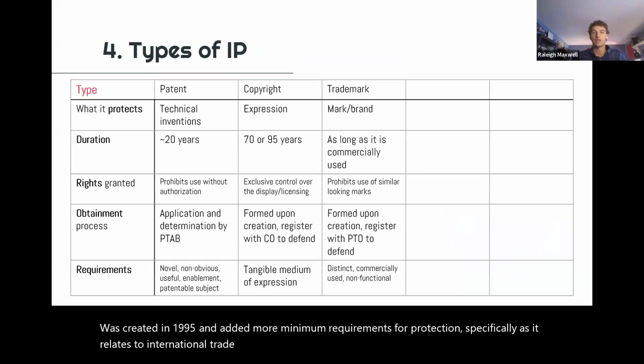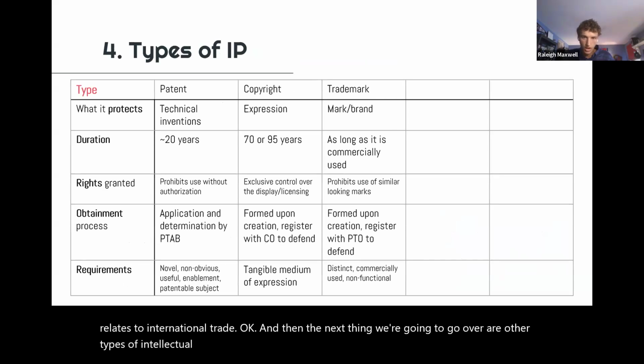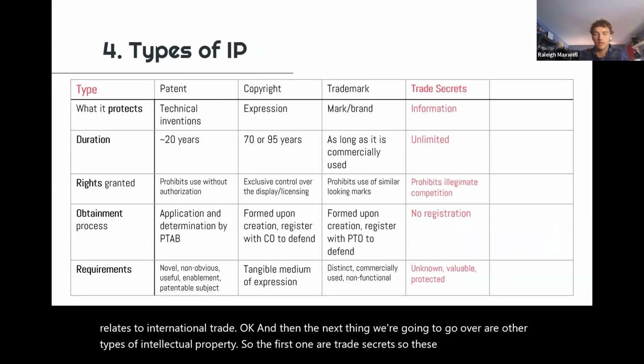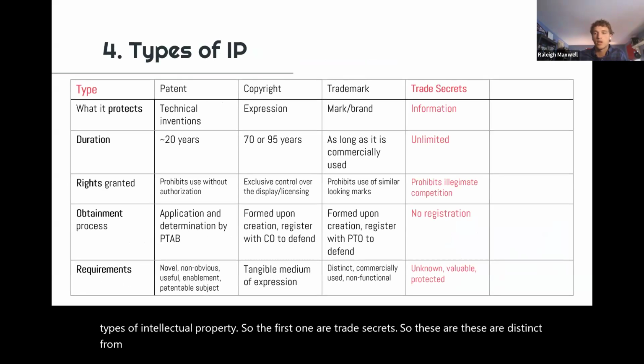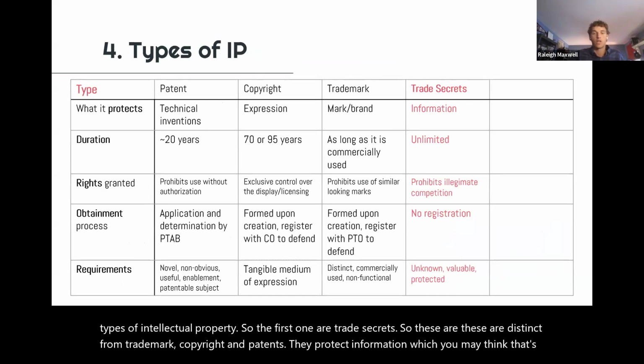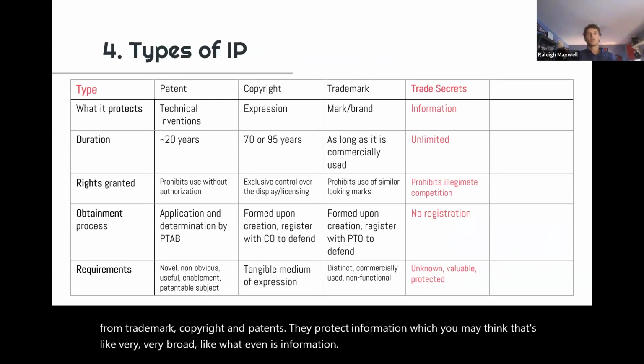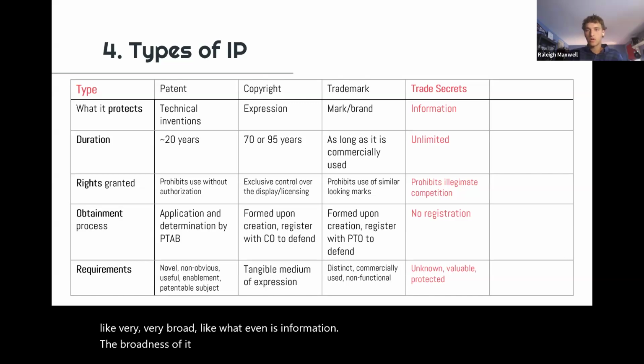Okay, and then the next thing we're going to go over are other types of intellectual property. The first one is trade secrets. These are distinct from trademark, copyright, and patents. They protect information, which you may think is very, very broad. Like, what even is information? Well, the broadness of it is very intentional.